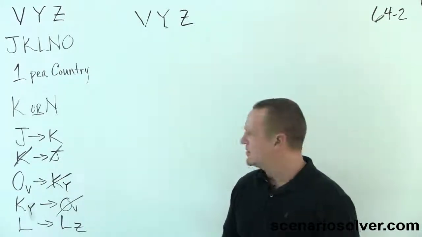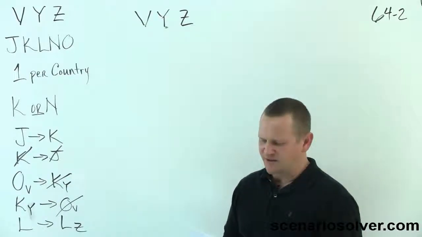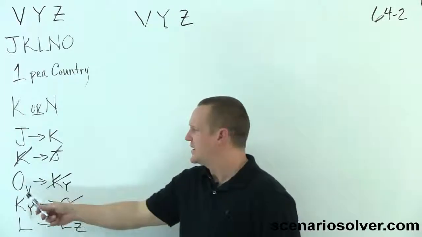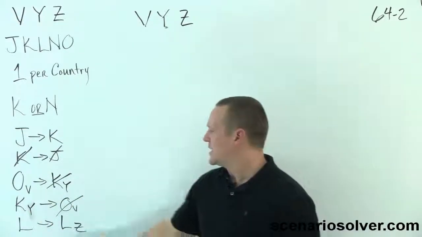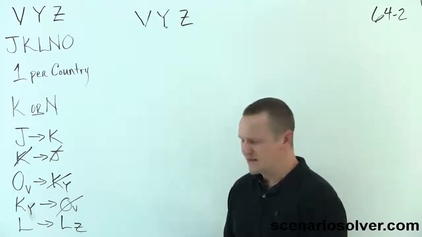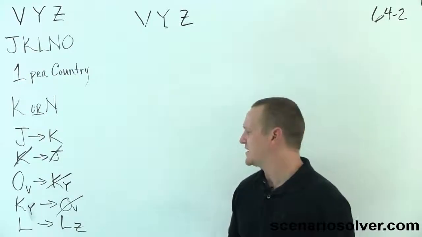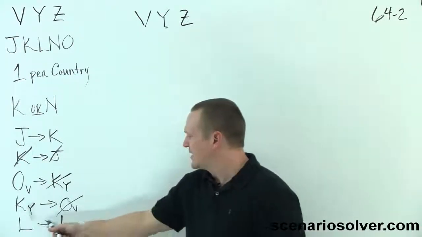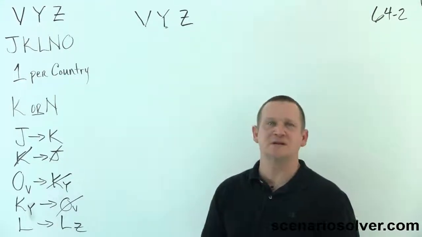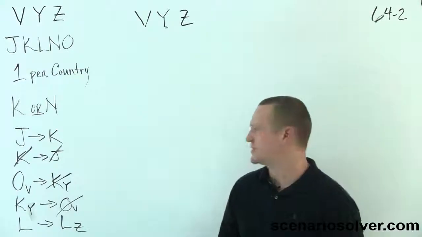Okay. The third rule, if O is assigned to V, then K is not assigned to Y. So if O is assigned to V, then K is not assigned to Y. And if K is assigned to Y, then O cannot be assigned to V. And then the last rule says if L is assigned, then it must be assigned to Z. So if L is assigned, then L must occur with Z, which means that if L is not with Z, then L does not occur. Suffice it to say that if L occurs, L must occur with Z.